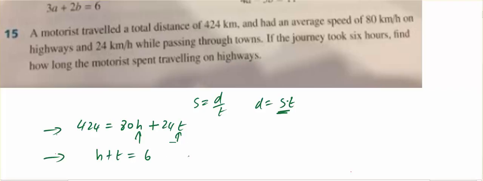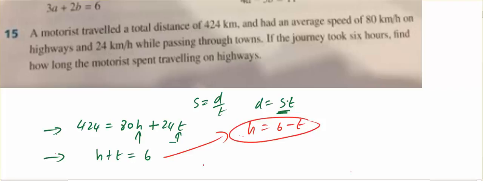Now I'm going to use the substitution method because these are nice numbers. I can rearrange to make h the subject for this equation. So let's change it to a different color and let's do it. So rearranging, h equals 6 minus t. And all I'm doing is subbing this h into the first equation. So what we get is 424 equals 80 times (6 minus t) plus 24t.